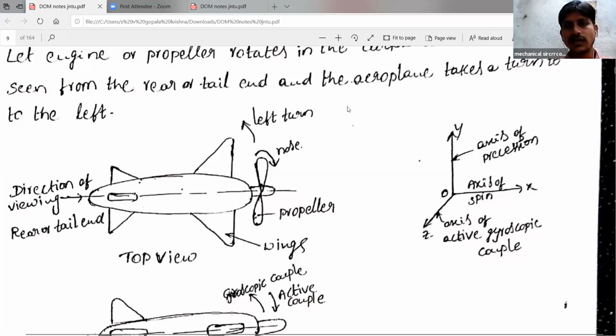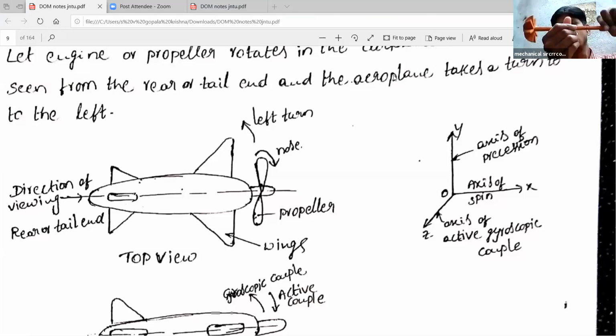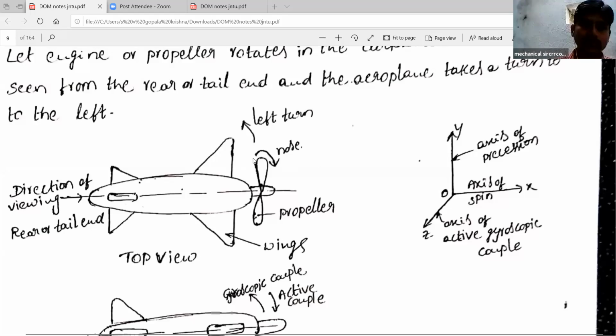That is the direction of rotation. The direction of rotation is taken to be this side, clockwise, and the plane will take the left turn. Then the effect of gyroscopic couple: when you observe the diagram, I have already given the direction of rotation with the mouse indicator. So when it is rotating clockwise, the plane will take a left turn.